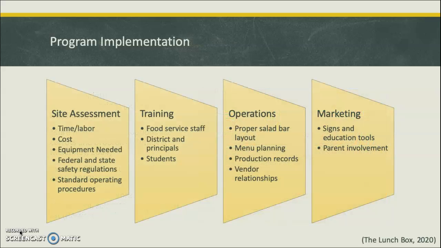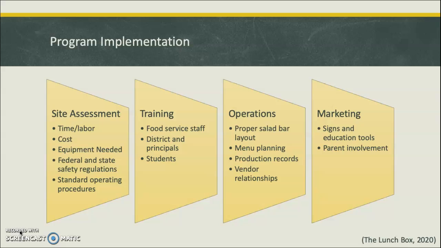The program will be heavily based on the Let's Move Salad Bars to Schools program created by the Chef Ann Foundation. The implementation process will be thorough and provide proper training and education for students and all staff members. After the program is approved by the school board, every school in the CPS district will go through a site assessment to establish assets and challenges for the program.